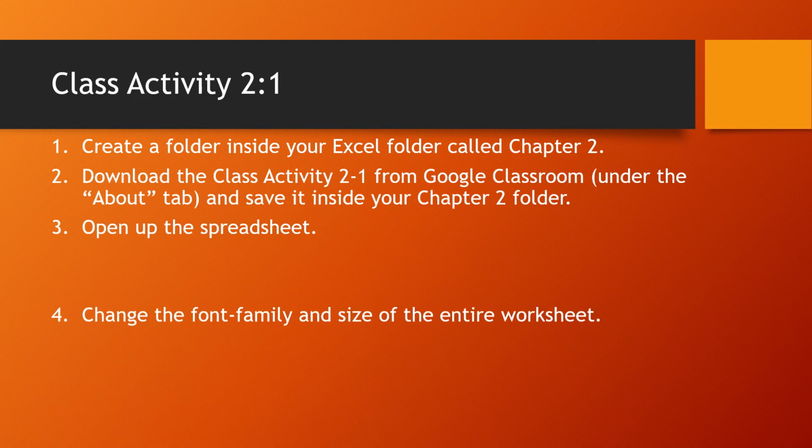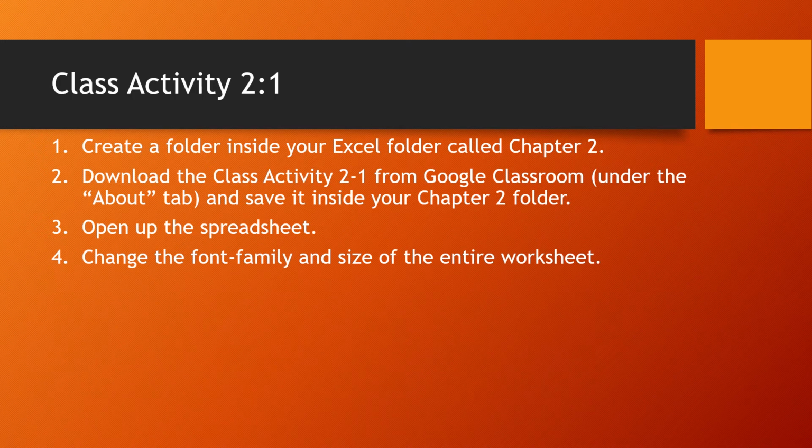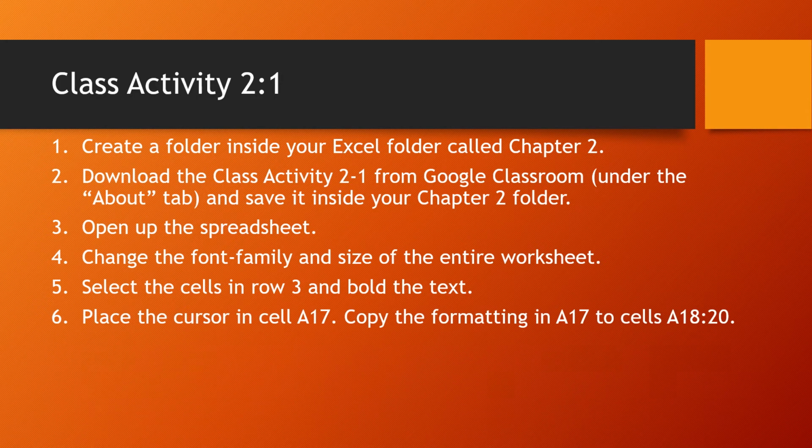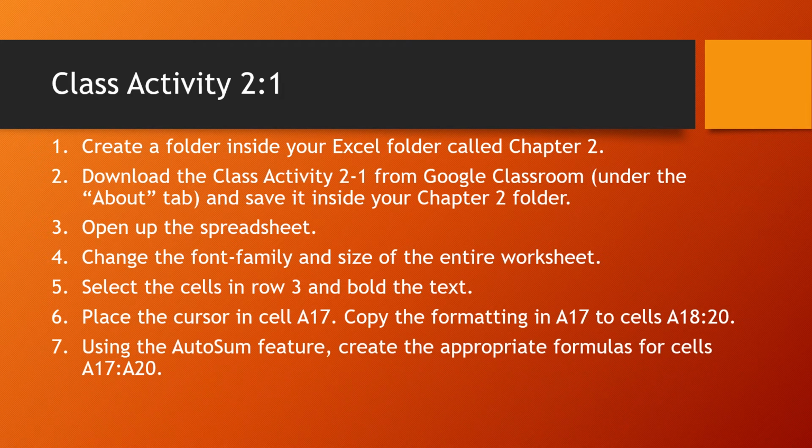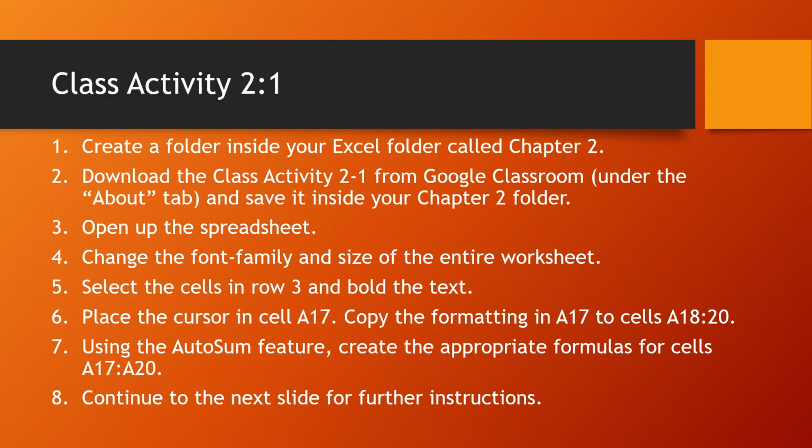Open up the spreadsheet. Change the font family and size of the entire worksheet to its standard setting. Select the cells in row 3 and bold the text. Place the cursor in cell A17. Copy the formatting in A17 to cells A18 through A20. Under the AutoSum feature, create the appropriate formulas for cells A17 through A20. Continue to the next slide for further instructions.